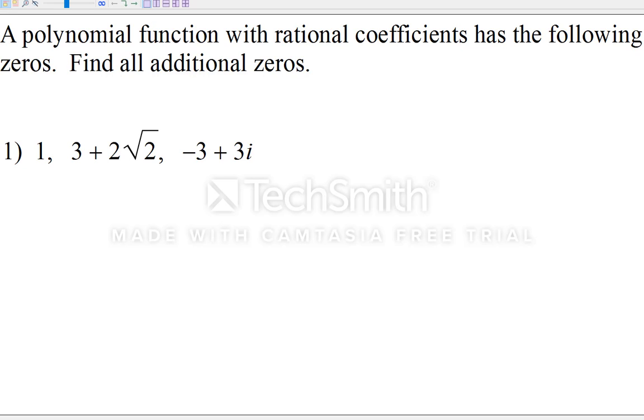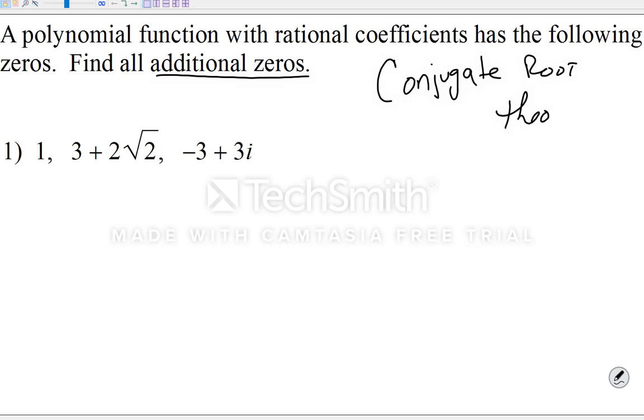Okay, if we look at the problem on the board, it says a polynomial function with rational coefficients has the following zeros, find all additional zeros. So there's a couple things we need to do. We need to understand what "find all additional zeros" means. So we need to have a couple things. One is, we talked about this before, but remember it's the conjugate root theorem.